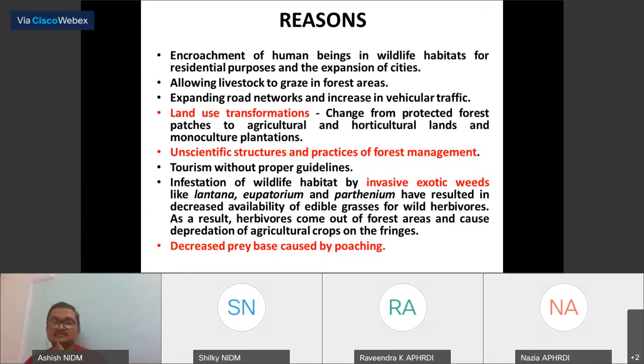Also invasive exotic weeds that are prevailing in the forest or the agriculture area, like lantana, eupatorium or parthenium, have resulted in decreased availability of edible grass. So what happens, these herbivores, they don't get grass in the forest areas, they have to eventually come to our human habitats and graze into our area, so that man and animal conflict increases. And also because of the decreased prey base in the forest areas due to poaching, the wild animals are coming to the human habitat areas and also attacking our livestock.